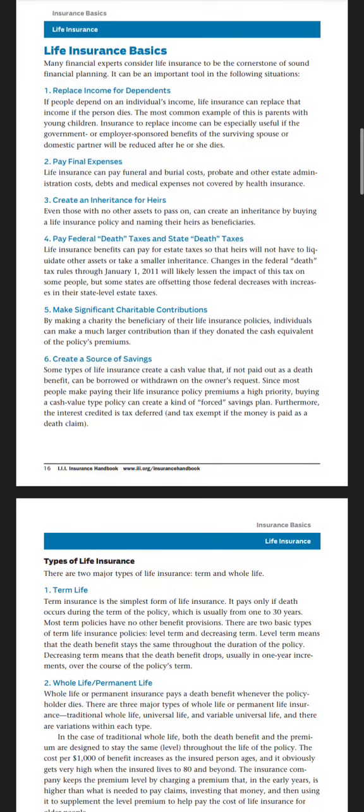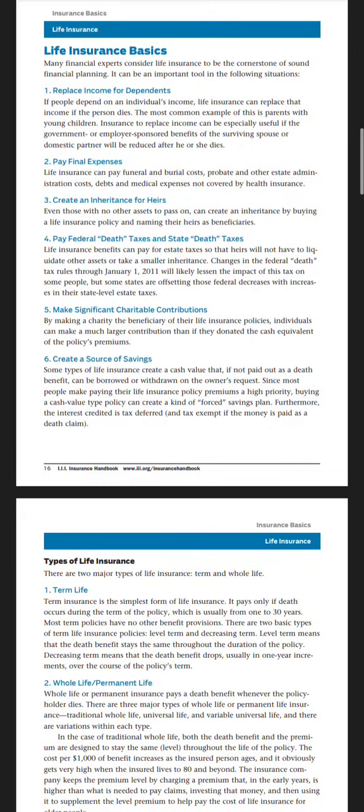Insurance to replace income can be especially useful if the government or employer-sponsored benefit of the surviving spouse or domestic partner will be reduced after he or she dies. Pay final expenses. Life insurance can pay funeral and burial costs, probate and other estate administration costs, debts, and medical expenses not covered by health insurance.